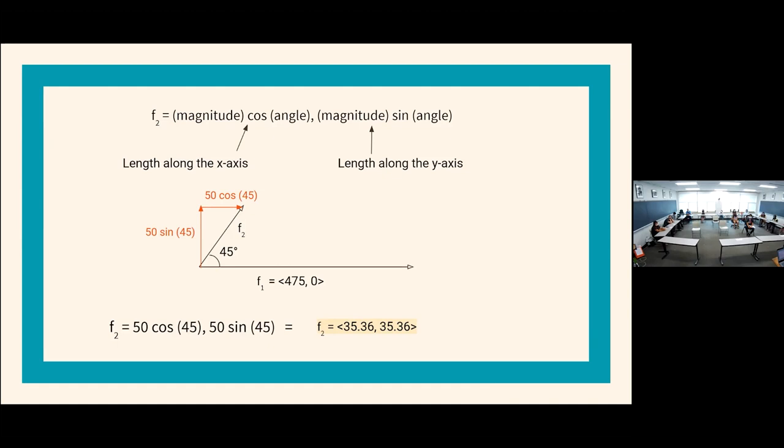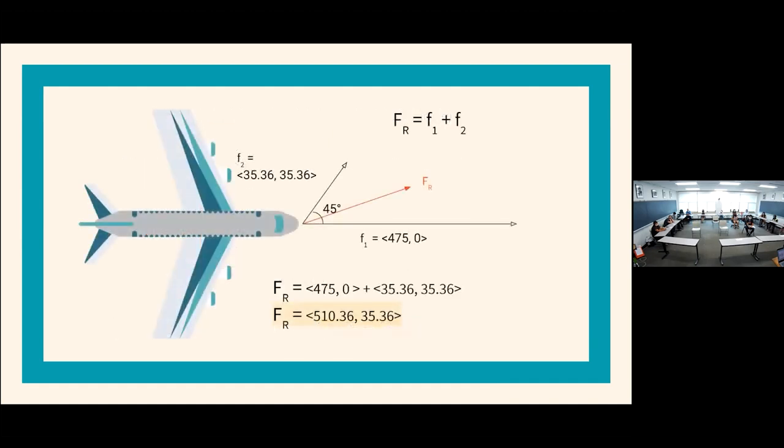So once we plug in all the numbers, we ultimately get 35.36, 35.36 as our component form for F sub 2. Now that we have that, we can add it to our F sub 1, and when we do that, we get 510.36, 35.36. Now, this is a new speed and direction of the plane, and that doesn't make a whole lot of sense in context. So what we need to do is find the magnitude of our F sub r vector.